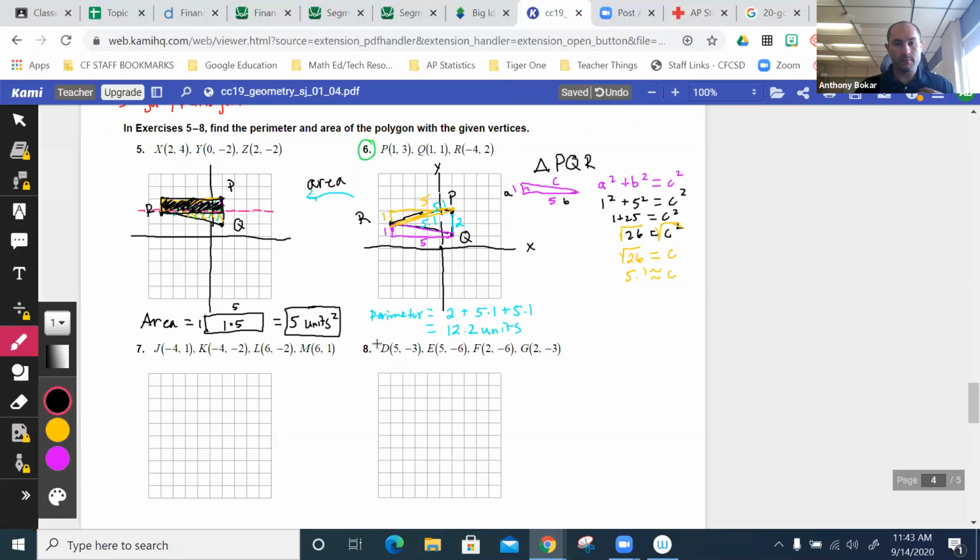So for right now, we're going to try to build rectangles out of our shapes. So if you could try to do that with some of these other ones, it'd be good practice. And then we'll learn a little bit more about the area as we continue.